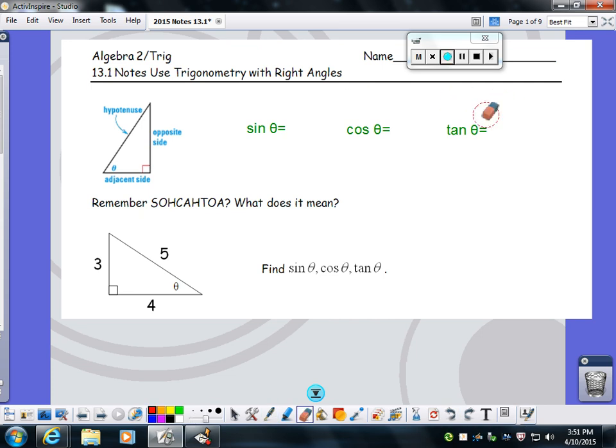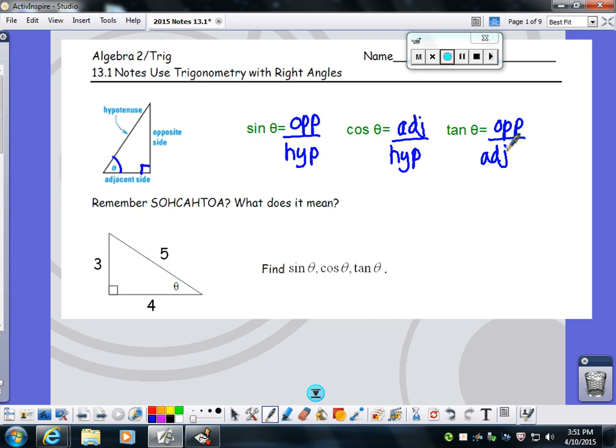So in a right triangle, and our trig ratios only work for right triangles, you've got your right angle. The side across from the right angle is the hypotenuse. We're looking at this angle theta, so we call this side our adjacent side, and the side opposite, of course, is the opposite side. So sine ratio is opposite over hypotenuse. Cosine is adjacent over hypotenuse. And tangent is opposite over adjacent. So those are the trig ratios.